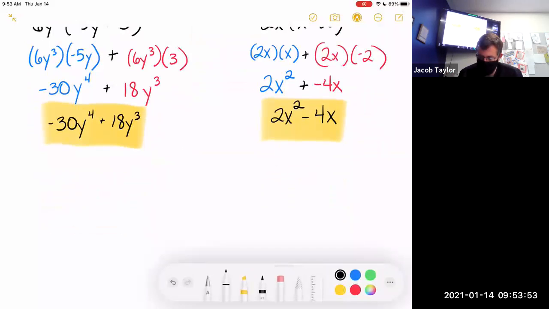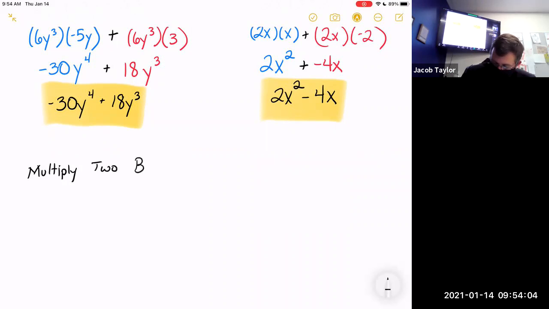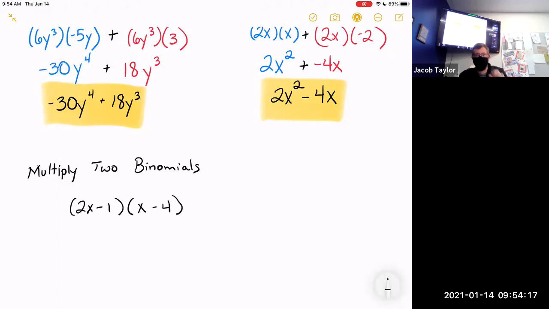Now where things get a little tricky is when we multiply two binomials. For example, 2x minus 1 and x minus 4. So now it's getting crazy.